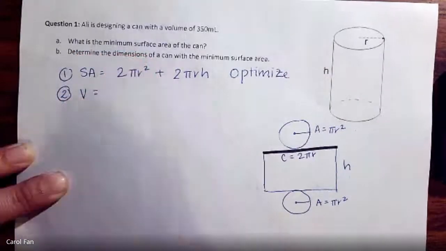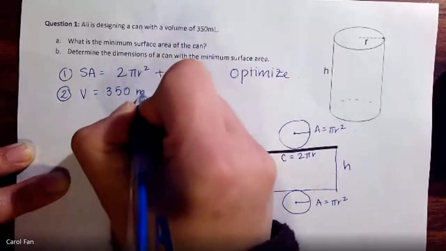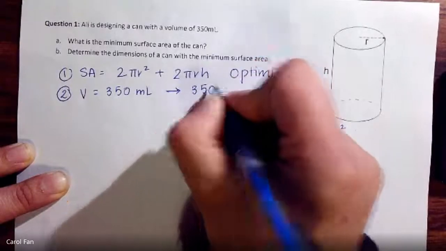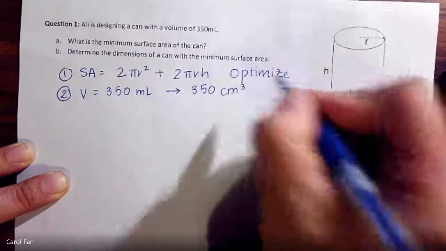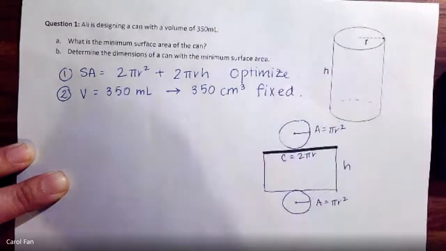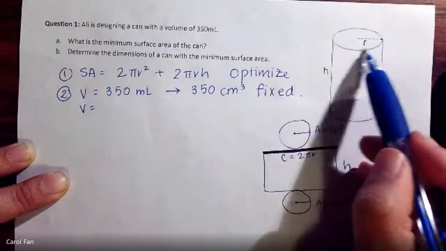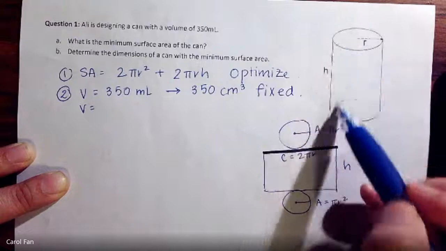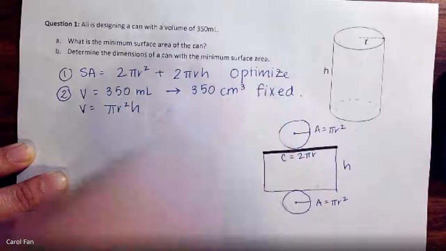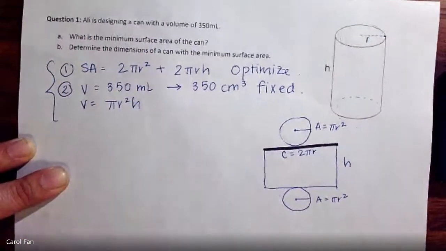The second thing that I know is I have a volume of 350 milliliters. Now, 350 milliliters is equivalent to 350 centimeters cubed. This is my fixed value. I also know that volume of a cylinder, I'm going to take the base area and then times it by the height. So pi r squared times h. These are the two equations I'm going to work with.